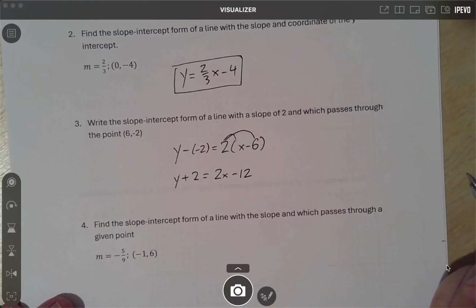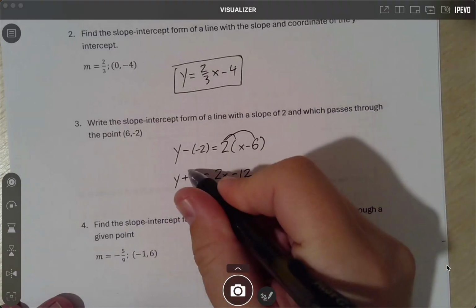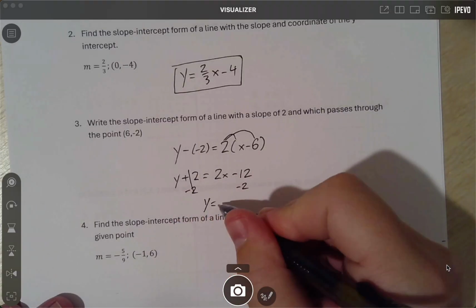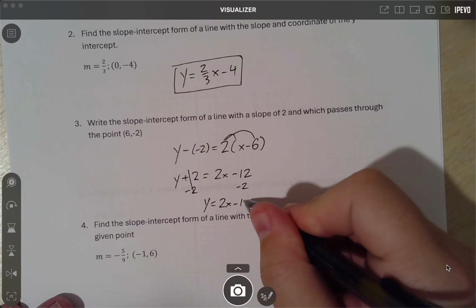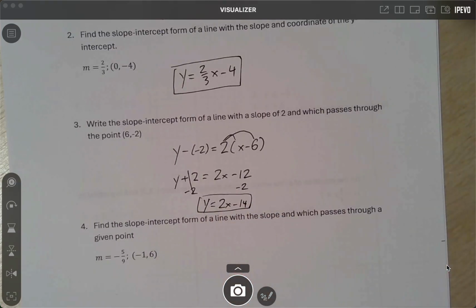Awesome. Well, now I'm almost done. To get y by itself, I subtract 2. That's just a number. It doesn't have a variable. So I get y equals 2x minus 14. And that's it. That's all there is to it.